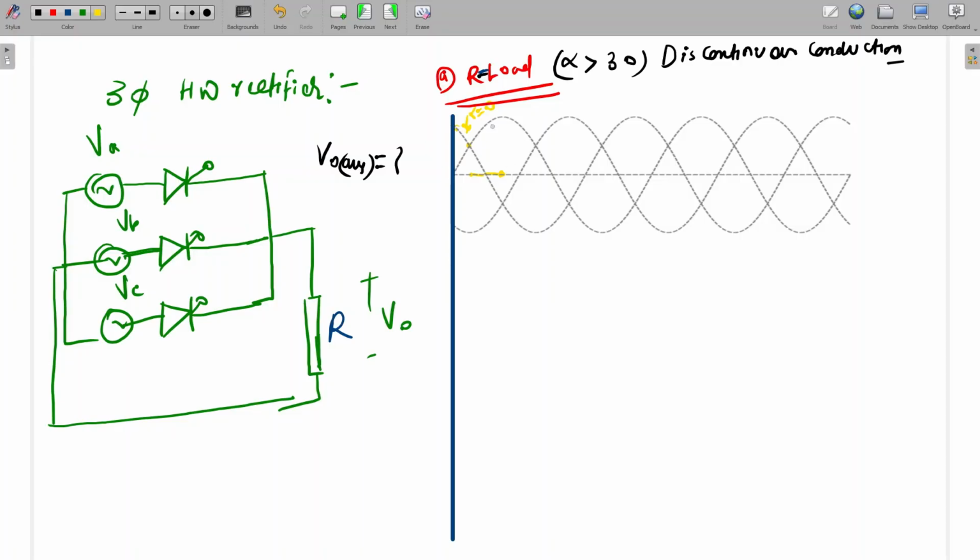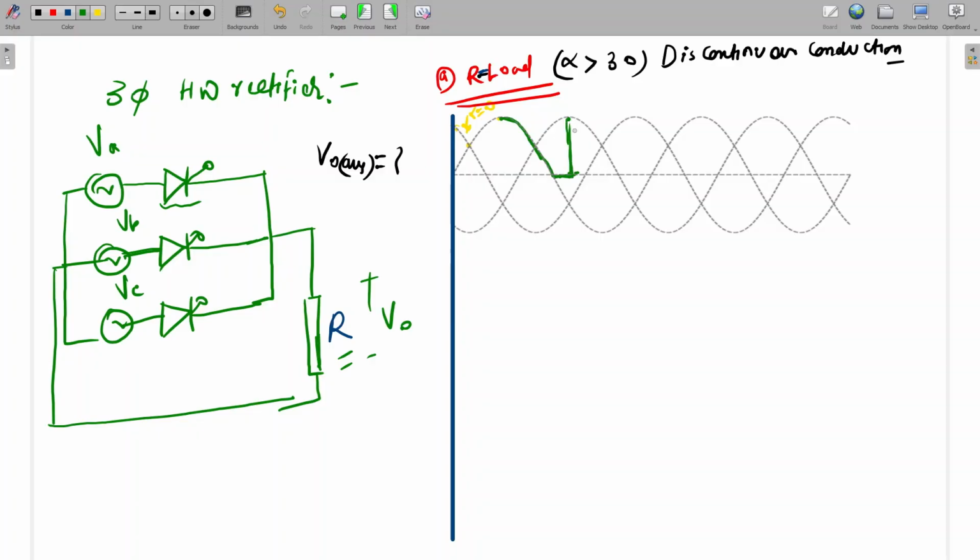So for alpha equal to 60 degree, I am going to plot. Alpha is 60, which means alpha greater than 30. So it will start from here and it will reach here. Since it is a resistive load, the current will be 0, which means this will stop conducting. Here, since this is going negative, it will not continue the current. So from here to here, the voltage will be 0, since the current is 0.